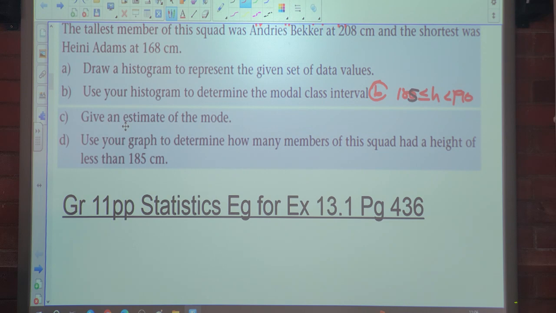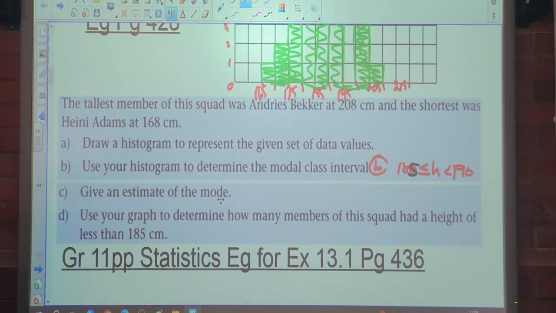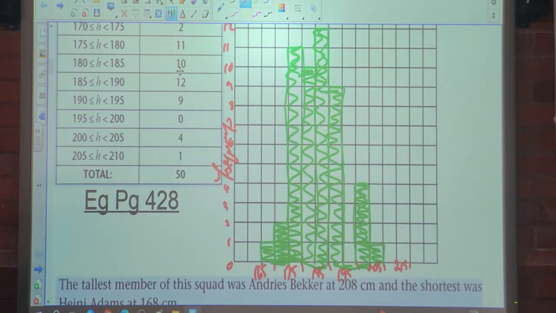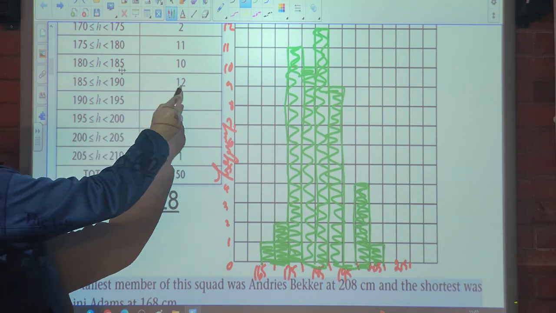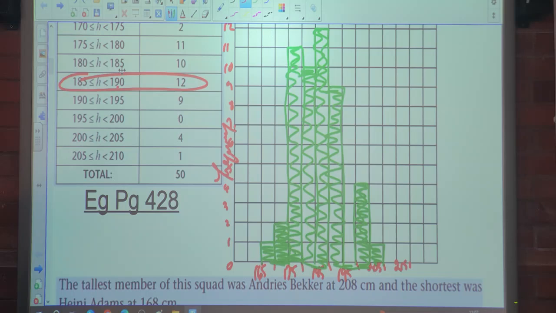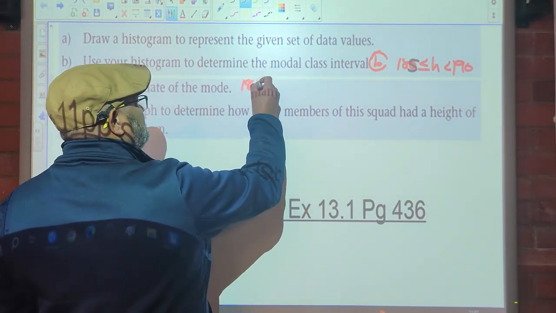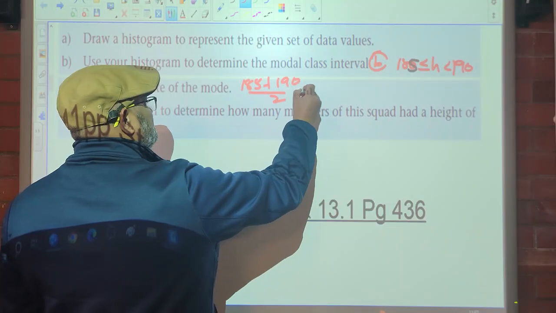Estimate. Now give an estimate of the mode. People, what's the mode? Number that occurs the most. Now the class with the most falls in this category here. So when they ask us to give a value of the mode, what I do is I can choose any value between 185 and 190. But we don't know if it lies more to the 185 or leans more to the 190. So I just do a basic calculation. I say 185 plus 190 divided by 2, just to give the midpoint.